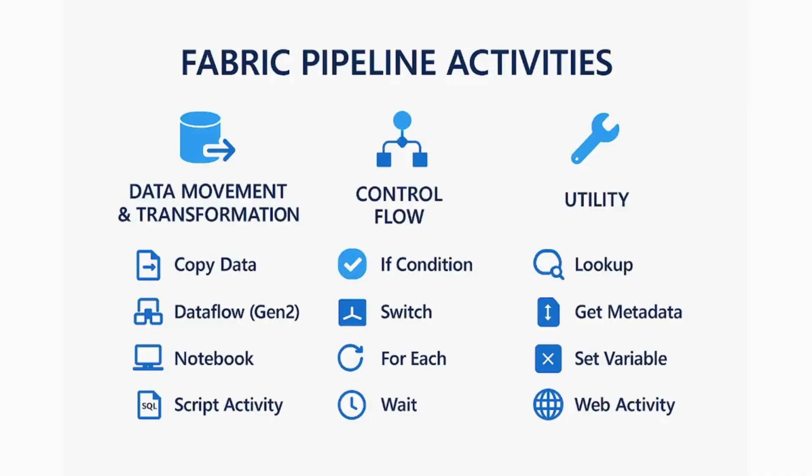Today we are going to understand Microsoft Fabric pipeline activity. I have broken down pipeline activities into three main categories. First one is data movement and transformation activity. Second one is control flow activity. Third one is utility activity. In this video, I am going to cover data movement and transformation activity, and in an upcoming video, I am going to cover control flow and utility activity. I'm also going to cover a live demo of data movement and transformation activities.